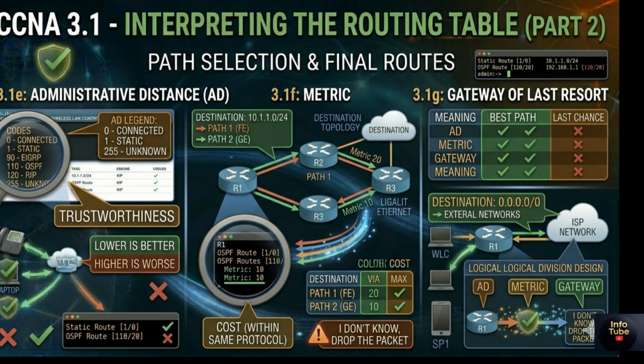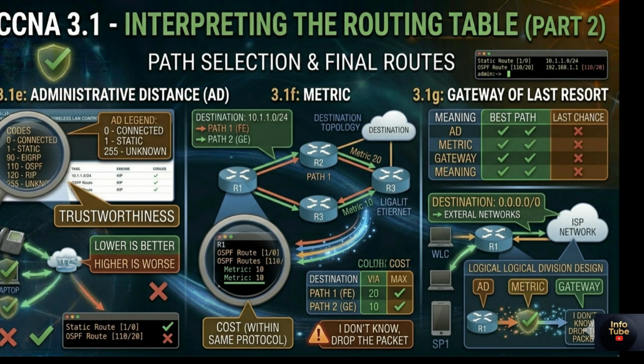3.1e. Administrative distance, AD. What happens if a router learns about the same destination from two different sources? It uses administrative distance to decide which source to trust more. AD is a trustworthiness scale from 0 to 255. The lower the number, the more the router trusts it. For example, a static route, AD 1, is more trusted than OSPF, AD 110.